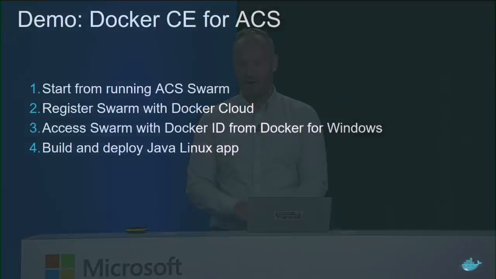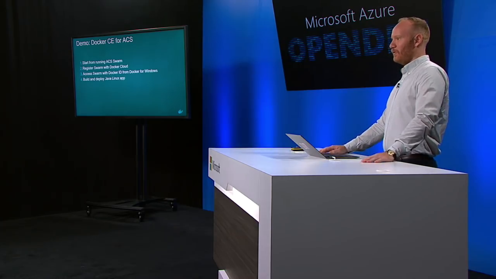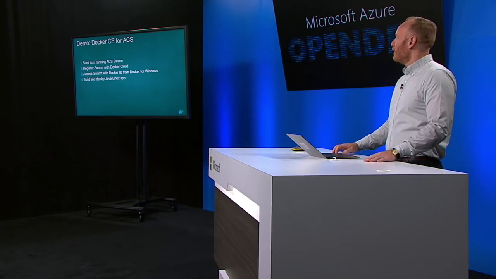So with that, I'll move on to the demo. And the demo I'll show today is that I'm going to start from an Azure Container Service swarm that I already pre-configured. Then I'm going to register that swarm with Docker Cloud using my Docker ID. And then I'll take an application that I have on my laptop, and I'll build and run it and deploy it on ACS Swarm. So let's move on to the demo.